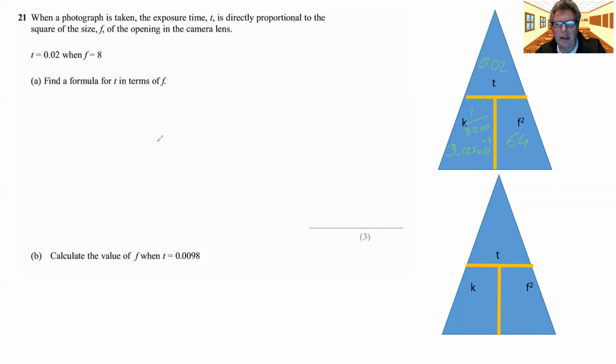So our formula is going to be T is directly proportional to F squared. So T is K F squared. So T is 1 over 3,200 F squared.